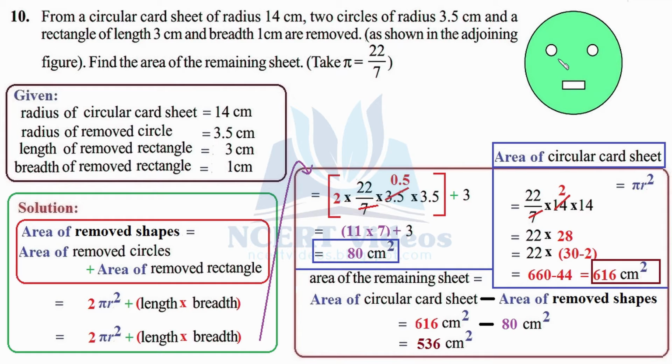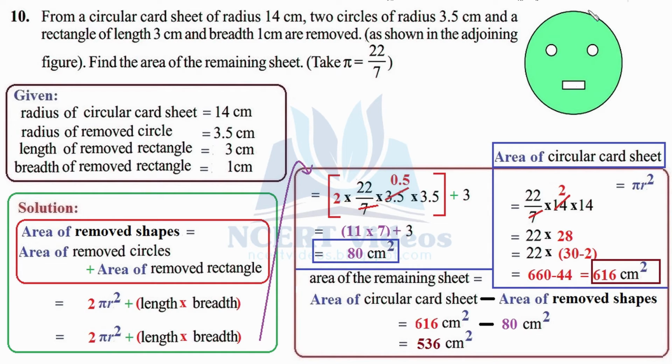This is the visual representation of this question. It says we had a circular card sheet. The radius, this is your radius, is 14 centimeter. The two circles, these are the circles or the eyes of this cartoon, having radius 3.5 centimeter each, and a rectangle, the mouth part, of length 3 centimeter and breadth 1 centimeter. They are removed. And then what is the leftover area? That is this region bounded with this color. So the given parts: radius of the circular sheet 14 centimeter, radius of removed circle 3.5 centimeter, and the dimensions of this rectangle. Now the solution.